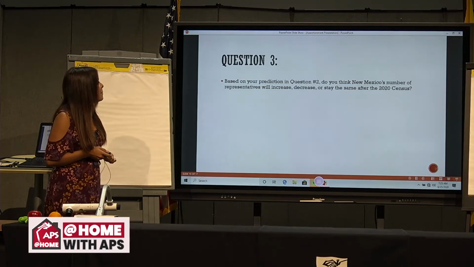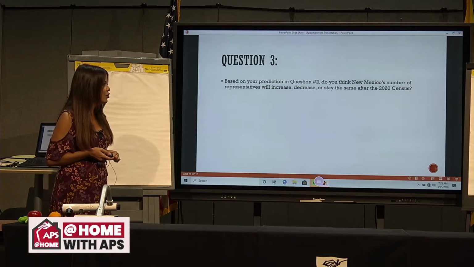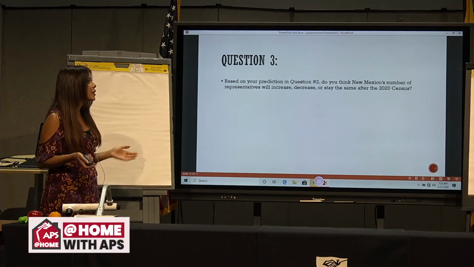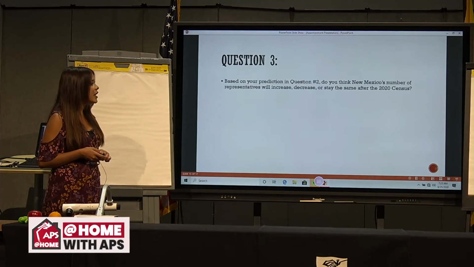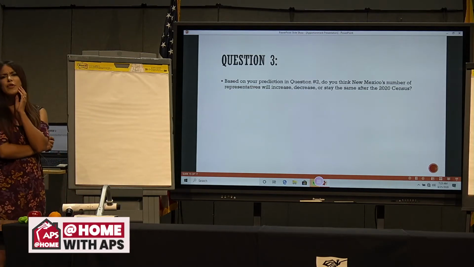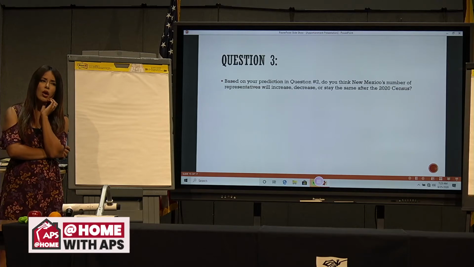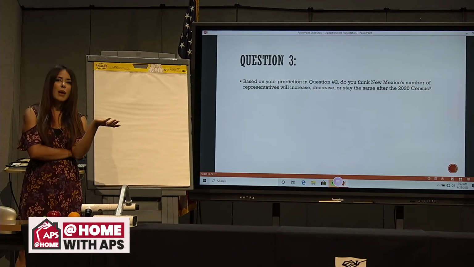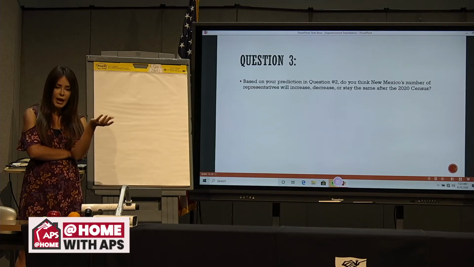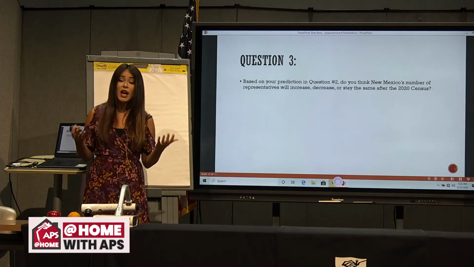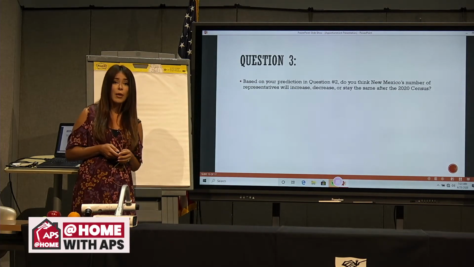Question 3, based on your prediction in question 2, do you think New Mexico's number of representatives will increase, decrease, or stay the same after the 2020 census? So boys and girls, we have 3 representatives now. In 2010, the population grew some, but do you think our population is going to grow another 700,000 to gain a 4th representative?